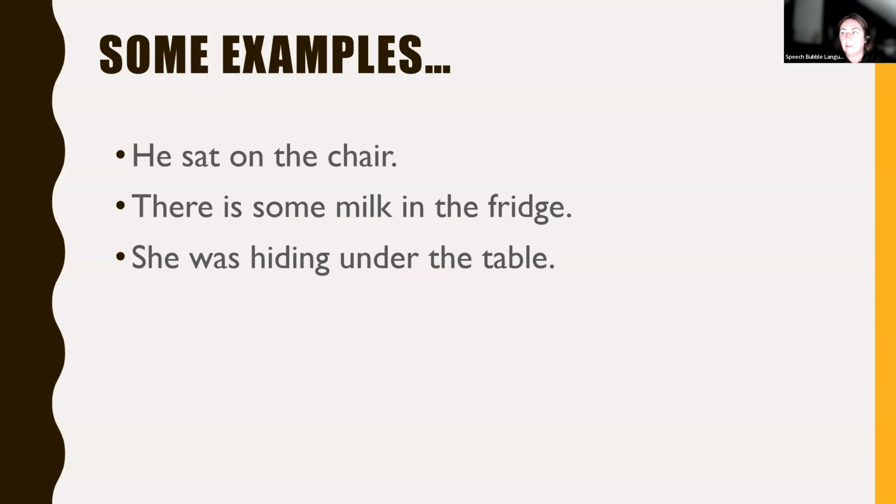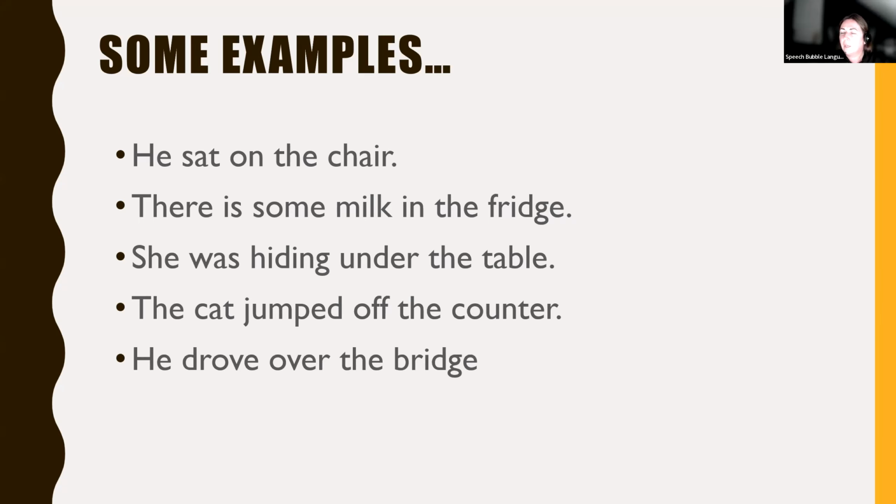She was hiding under the table. So again, describing the position of the person, where she is. The cat jumped off the counter. He drove over the bridge. Okay, so this is just looking at some examples of telling us the position of the item.